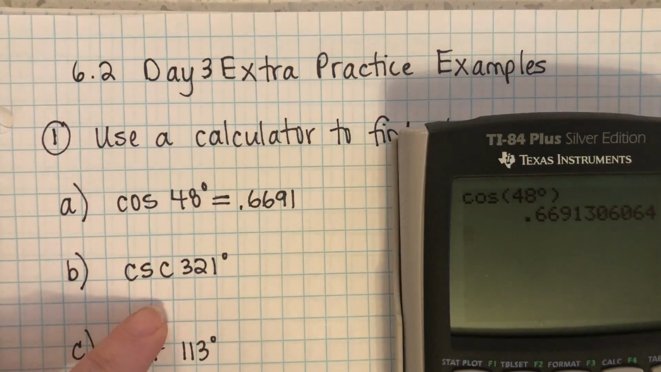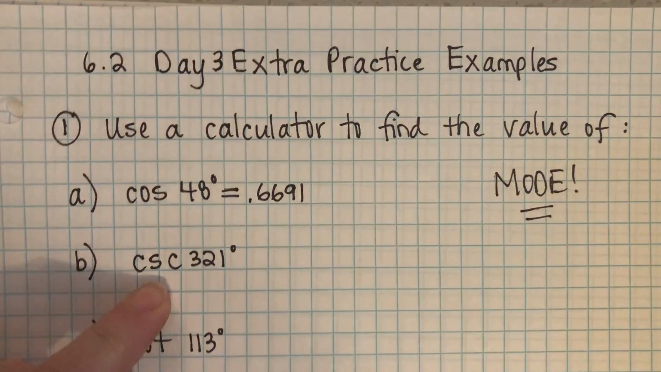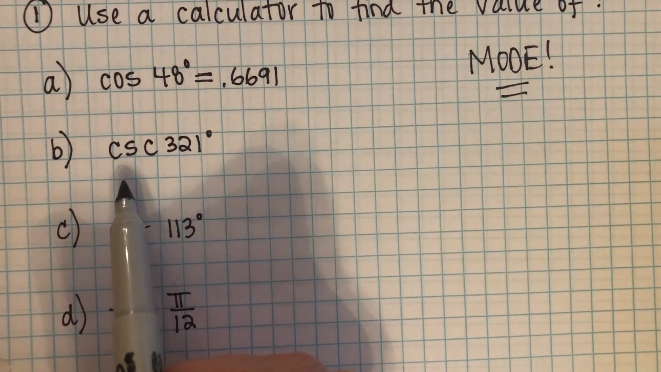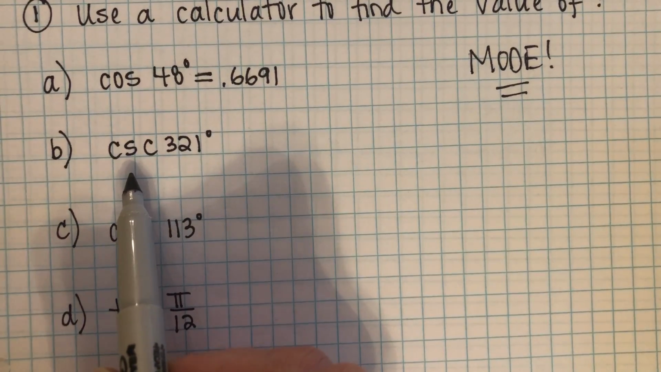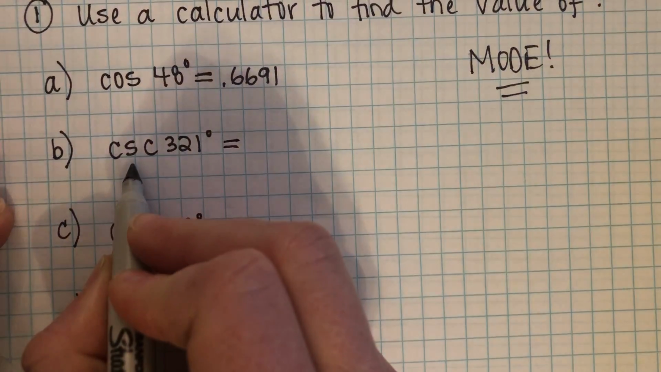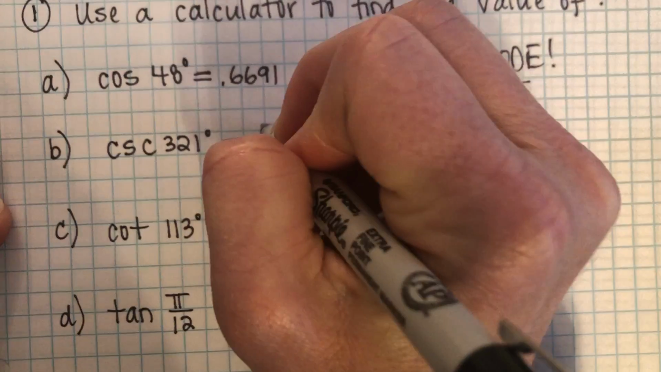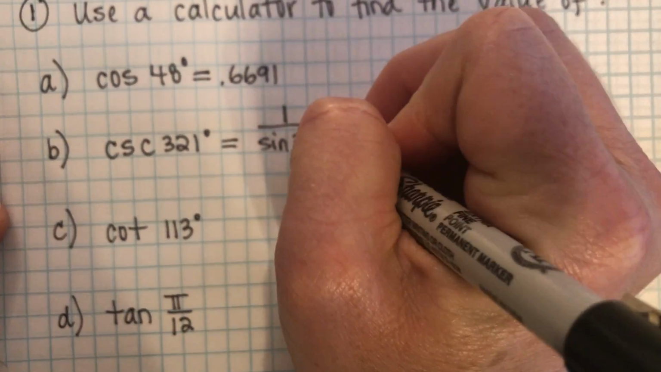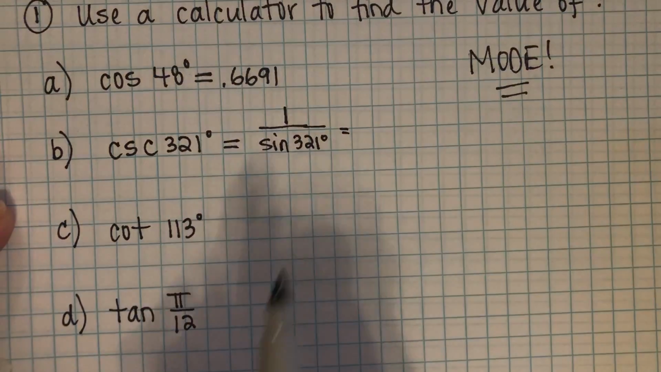All right, so let's do the next one. What if they want the cosecant of 321 degrees? Well, guys, remember, there are no reciprocal trig buttons. There's no cosecant button. There's no secant button. There's no cotangent button. So you literally have to rewrite this as the reciprocal of sine. So that is 1 over the sine of 321 degrees. That's how you have to ask your calculator to find that.